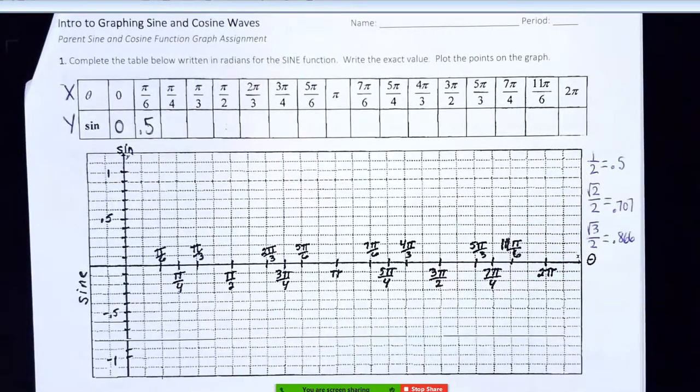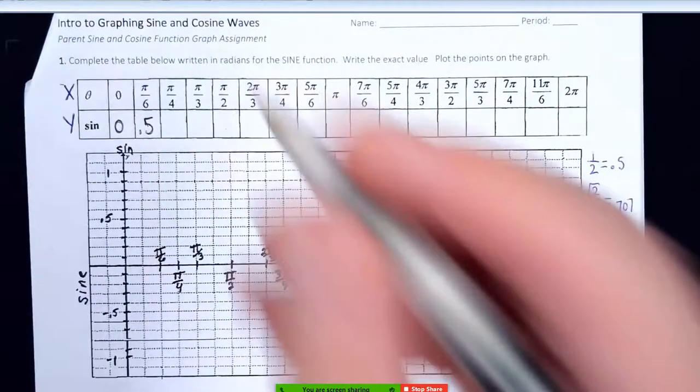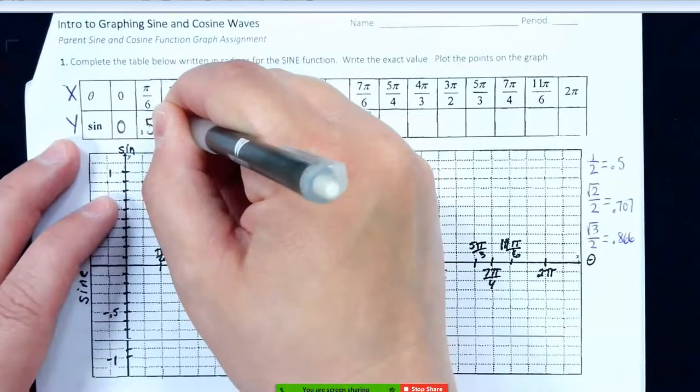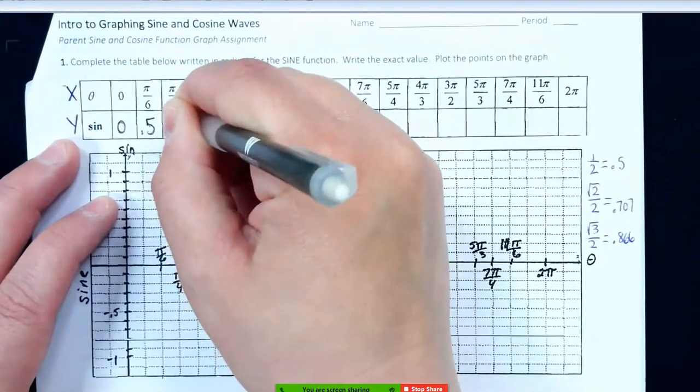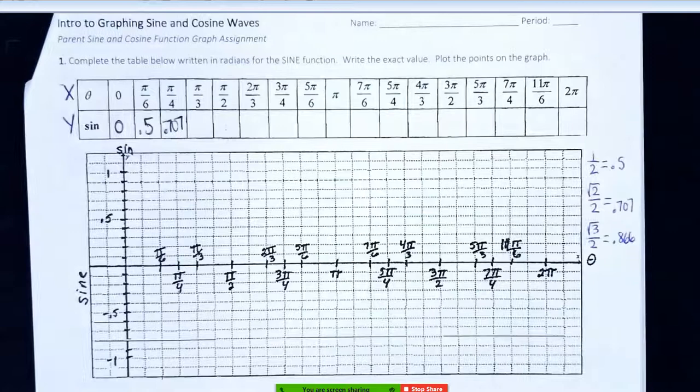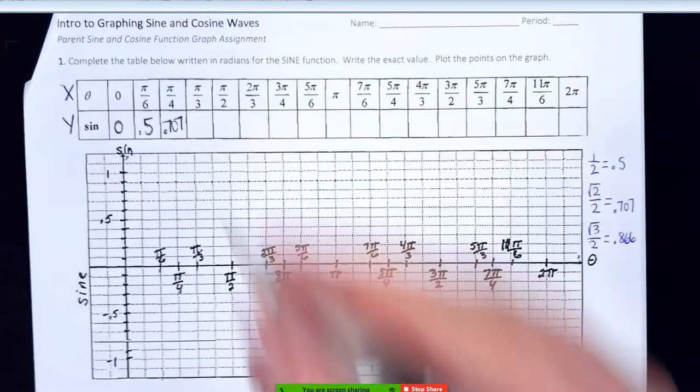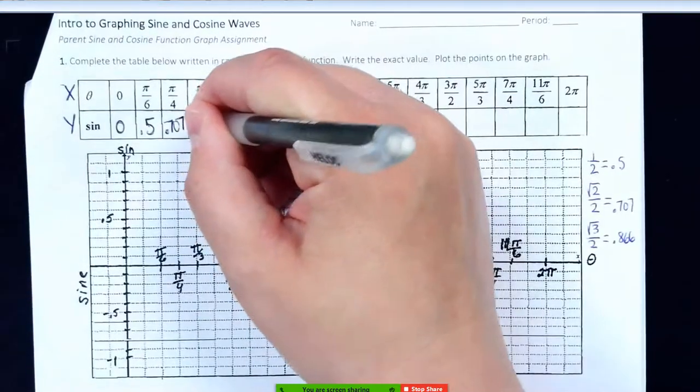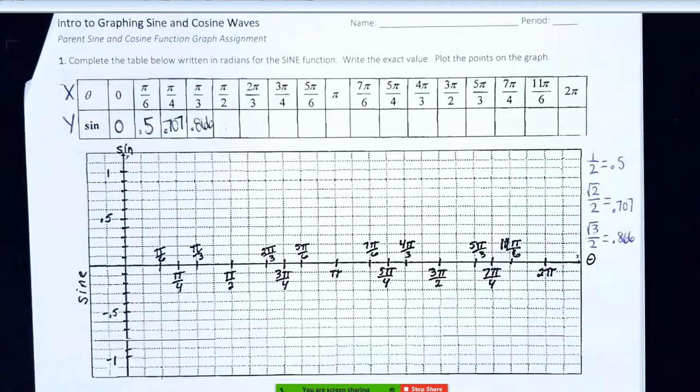Pi over 4 is your 45-degree angle. That's the root 2 over 2, so this is going to be 0.707. Pi over 3 is the 60-degree angle, which is 0.866. And then when you're at pi over 2, the sine there, the y value, is 1.